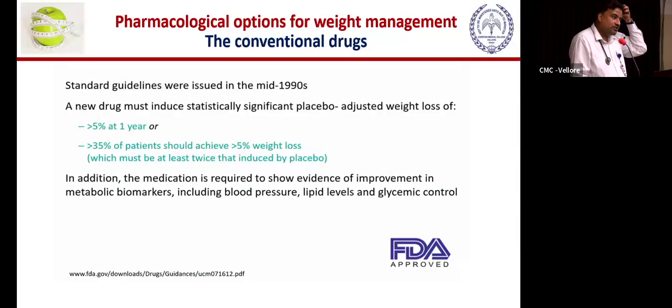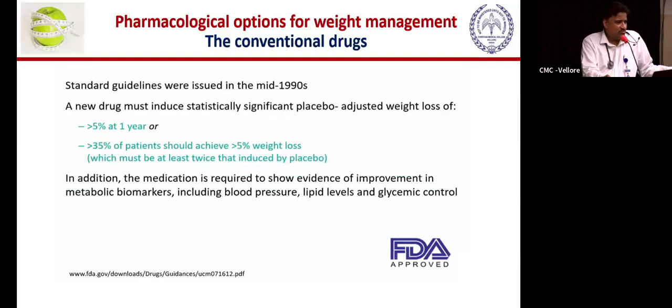So why is it that we do not have many drugs for obesity, while liraglutide was approved maybe 10, 15 years ago, and after that we've not had any? The reason is that the US FDA has been very strict about approving any drug for obesity. What they say is that somebody should lose at least more than 5% of weight in 1 year in their trial before they approve any drug, or more than 35% of patients in a trial should lose more than 5%, and which should be at least twice that of placebo.